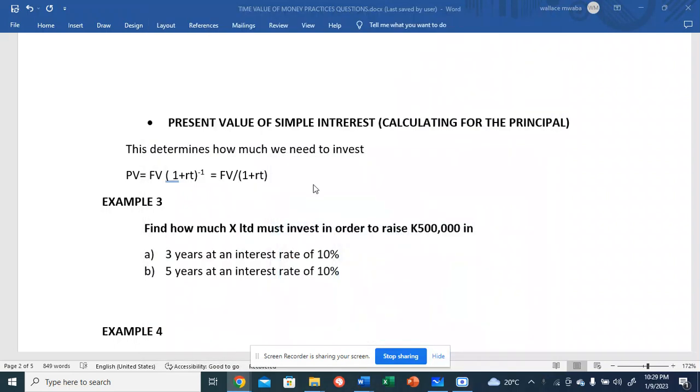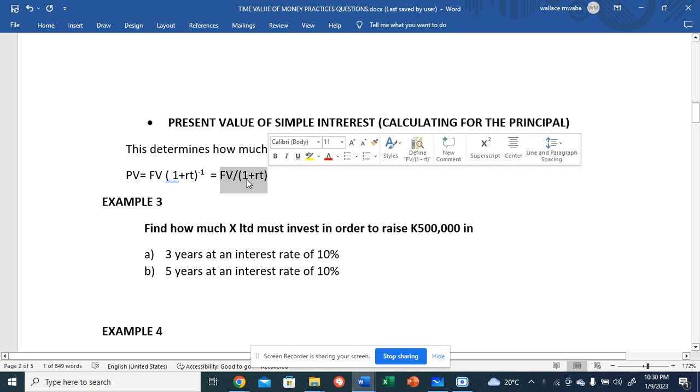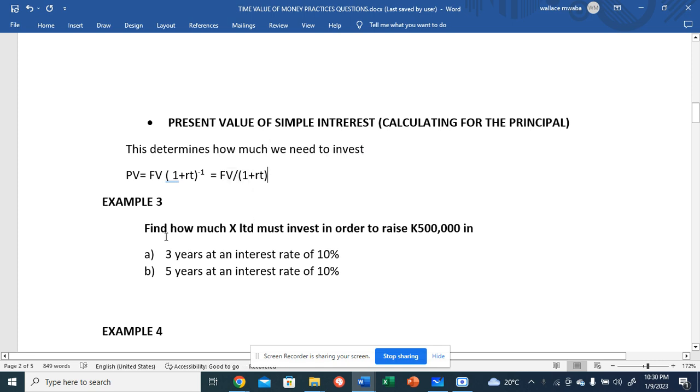All right, so we're finding the present value of simple interest, which is just the same as calculating the principal, the initial amount. All right, and we have this formula here. Present value equals future value times 1 plus RT to the power negative 1, or it can be written as: future value over 1 plus R times T.